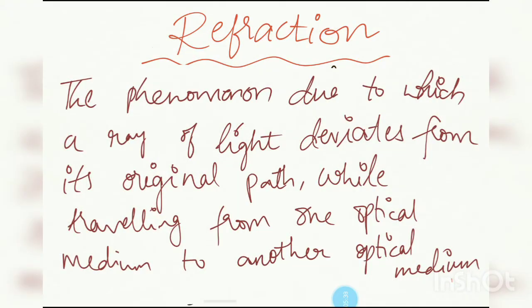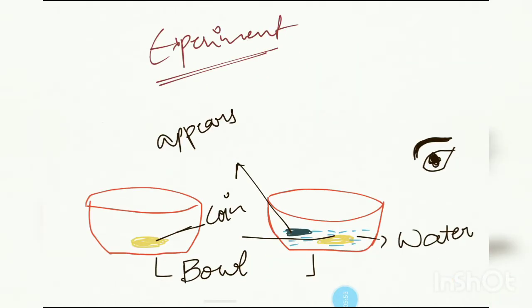So look at the definition once again. The phenomenon due to which a ray of light deviates from its original path while traveling from one optical medium to another optical medium is refraction. So in the previous experiment here, actually the path has to be like this, right? But it got deviated from the original path, that is like this, right? So it got deviated from its original path while traveling from one optical medium to another.